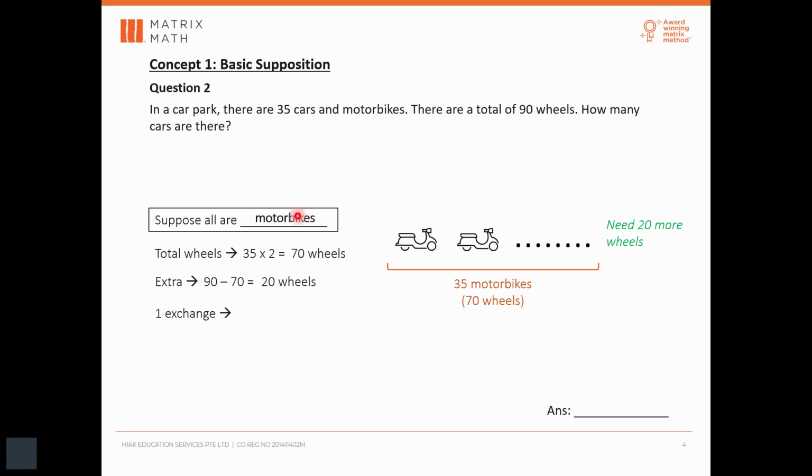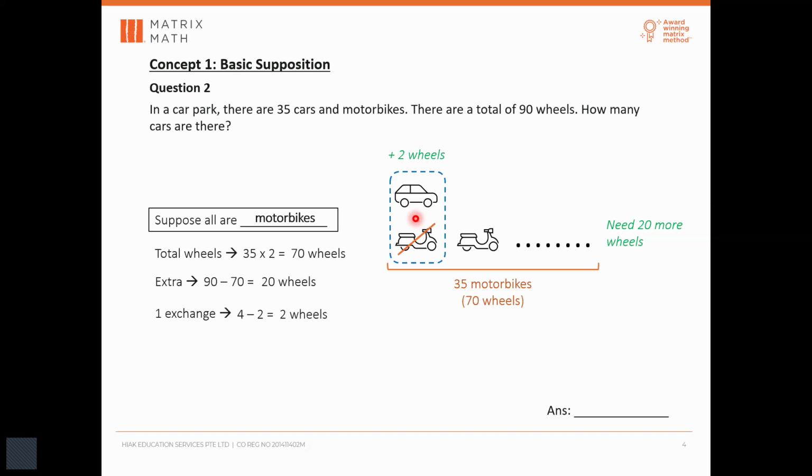So every exchange, we are going to exchange one motorbike for a car. From one motorbike to a car, I actually get how many more wheels? I get 2 more wheels, right? I take away 2, I replace it with 4. So how to get 2? We get 4 minus 2, the difference between one car and one motorbike. 4 minus 2 is 2. So this is only one exchange. So every exchange, I get an extra 2 wheels.